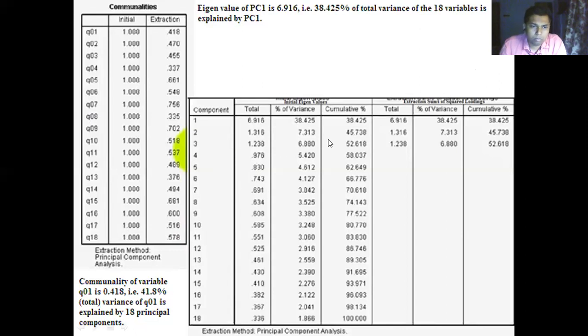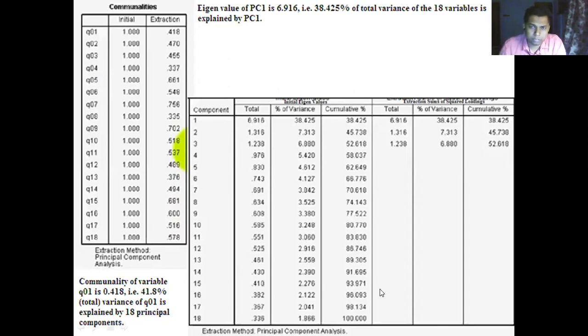Now obviously you can see that if 30% or less of the variance of a variable is expressed by all the principal components, then it indicates that that particular variable is not important, so we can discard, delete, or eliminate the variable.